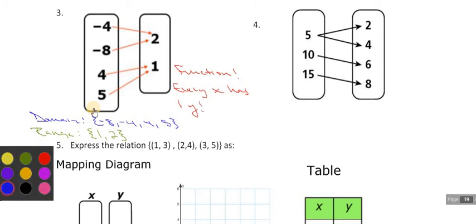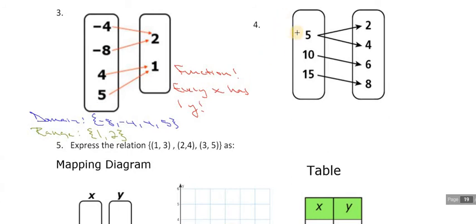What about number 4? Domain is our left-hand column. It's our x's. So we've got 5, 10, and 15. Our range is our right-hand column, 2, 4, 6, and 8.